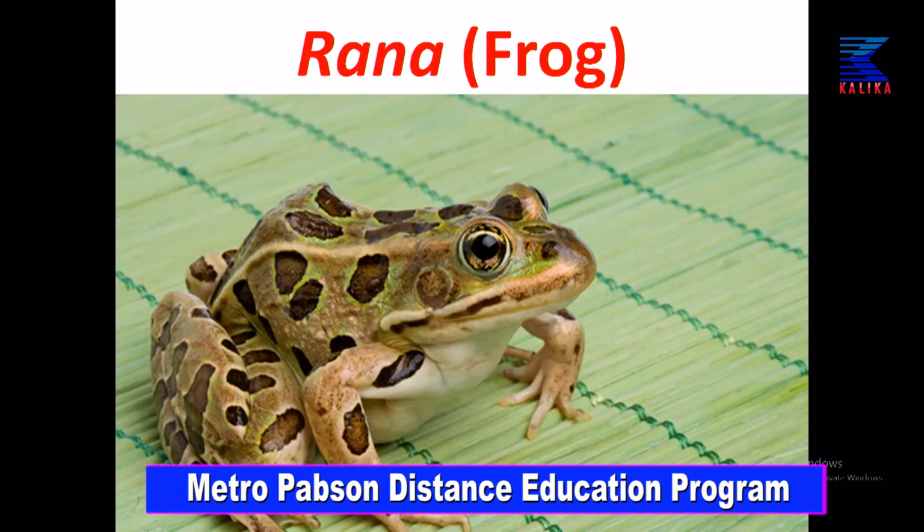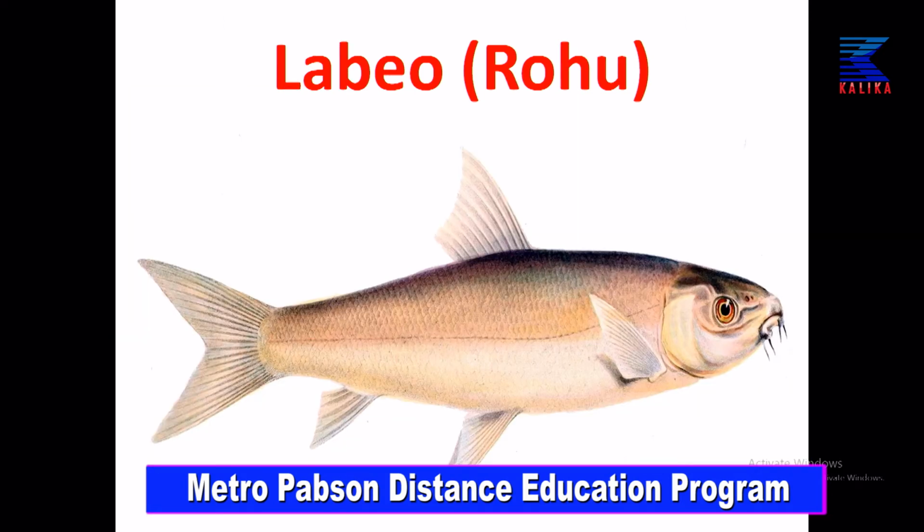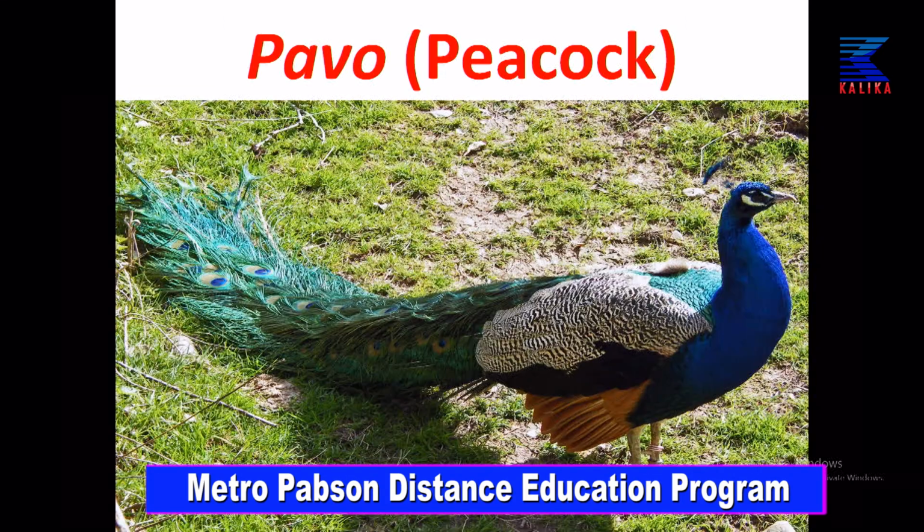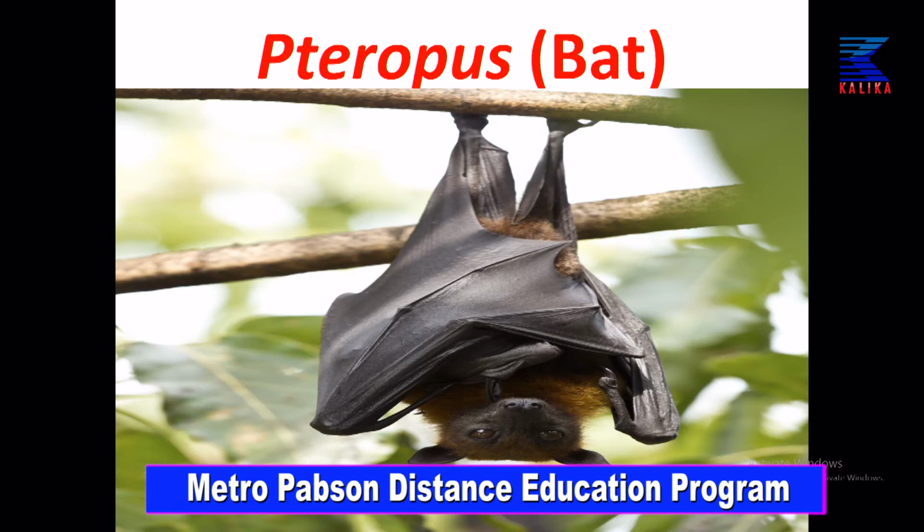It looks like this in its natural habitat. So Vertebrata, for example, Rana, the frog; Labeo rohu, a type of fish; and Pavo, the peacock. Pteropus, the bat, is a type of flying mammal.